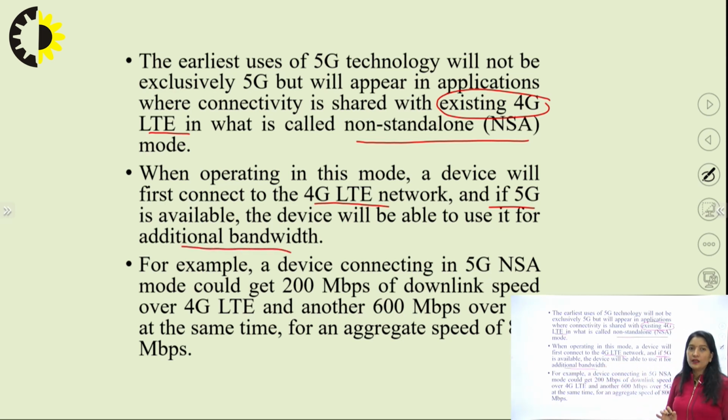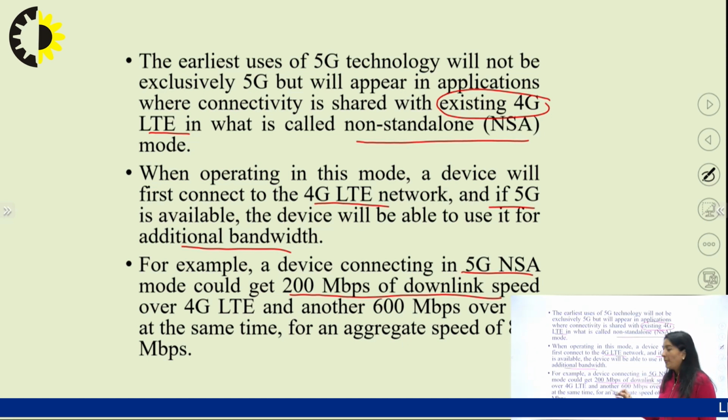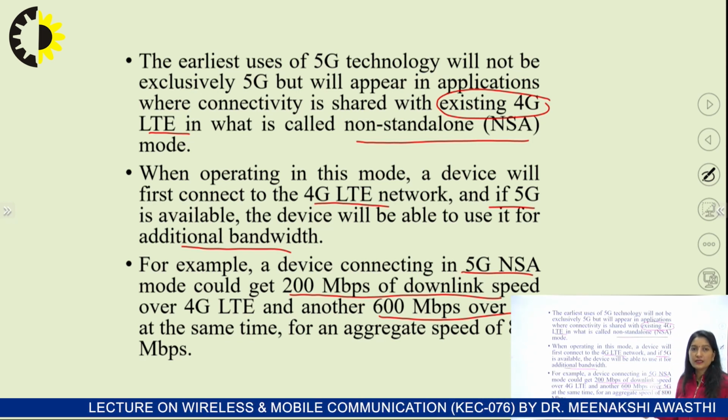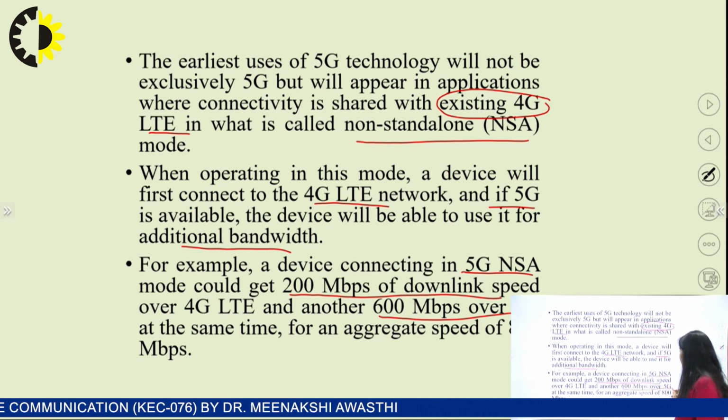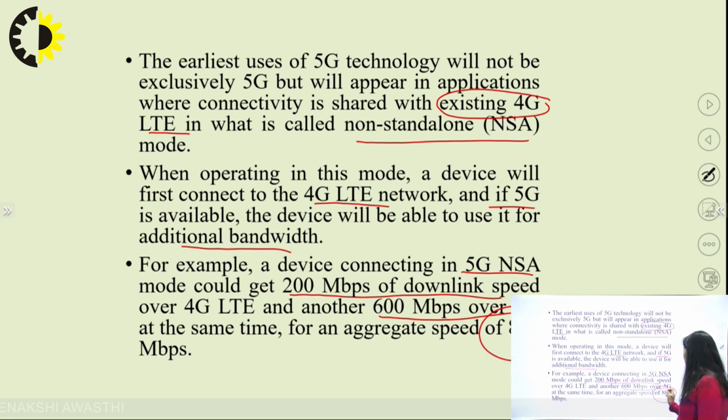For example, if your device is connecting in 5G NSA mode, it could get 200 Mbps of downlink speed over 4G LTE and another 600 Mbps over 5G at the same time. So we get a complete bandwidth of 800 Mbps with the help of 4G and 5G altogether.